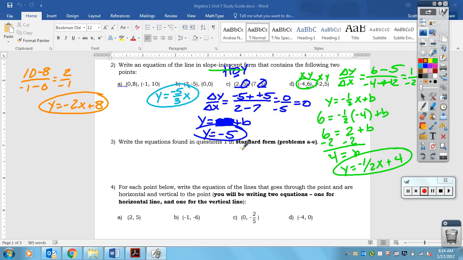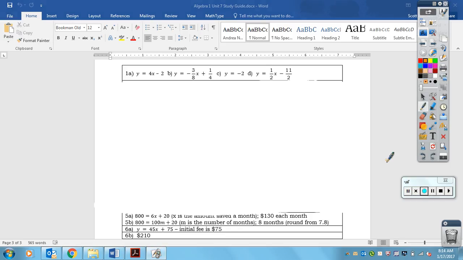Question 3 asks to write all the equations from question 1 in standard form, problems A through E. So all we need to do is take the equations from number 1 and rewrite them in the form ax plus by equals c. I'm just going to do it this way, since I already have the answers down here.